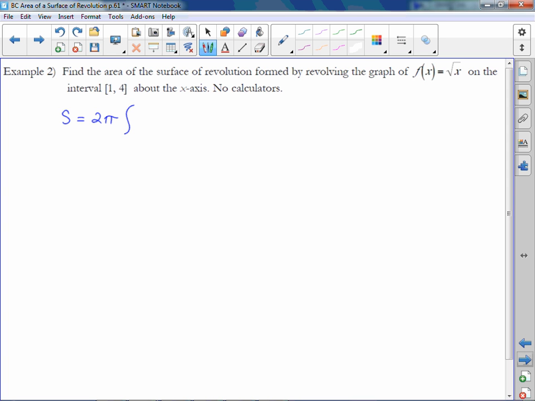2 pi, the integral from 1 to 4. Our function is the radius, so that's going to be the square root of x, and that's times the square root of 1 plus the derivative of the square root of x. Well, that's to the 1/2 power, so we'll bring down the 1/2 and reduce by 1 to get negative 1/2, excuse me. So that's going to be 1/2 x to the negative 1/2 power squared dx.